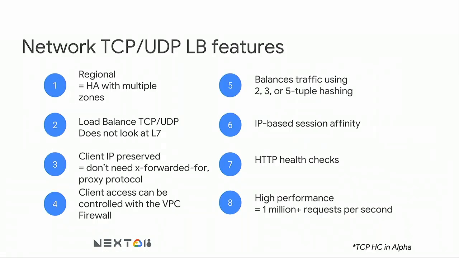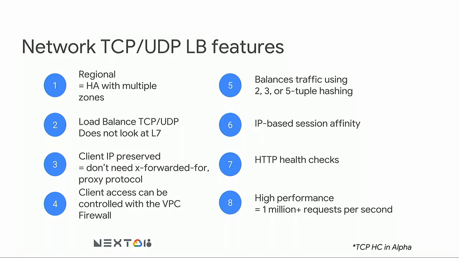So I want to recap what features we have with our network load balancer. Again, it's a regional solution. So we have high availability by deploying your backends in multiple zones. It does not look at layer 7. It load balances TCP and UDP. The backends will see the original client request, so there's no need to pass an X-Forwarded-For header or use proxy protocol to inform the backends of what the original client request was. And you can control this access with our VPC firewall.